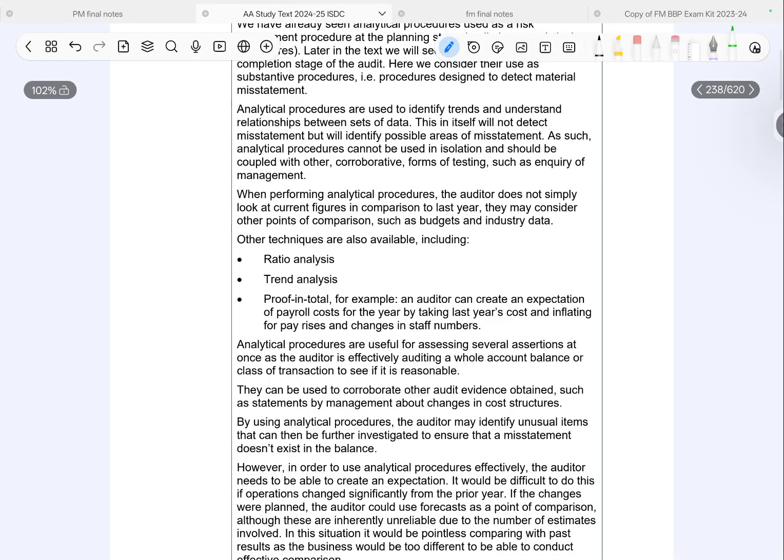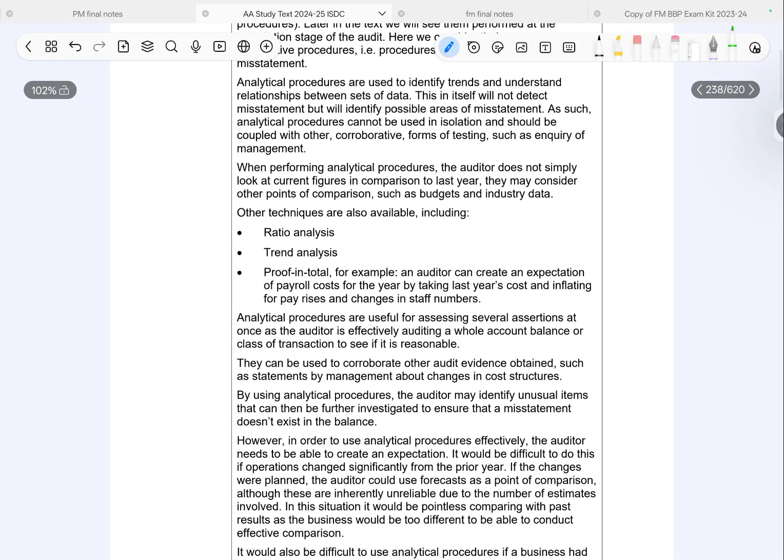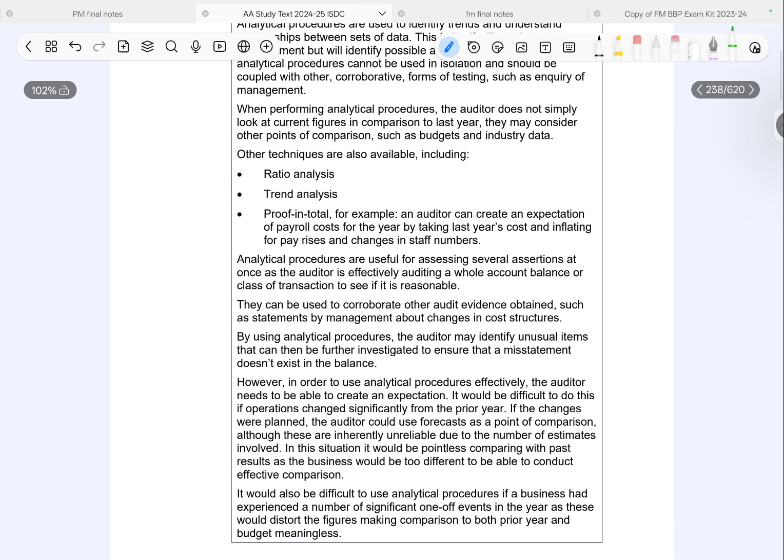Auditors don't just compare with last year; they also compare with budgets or even industry data. Some techniques include ratio analysis, trend analysis, and proof in total, like estimating total payroll.